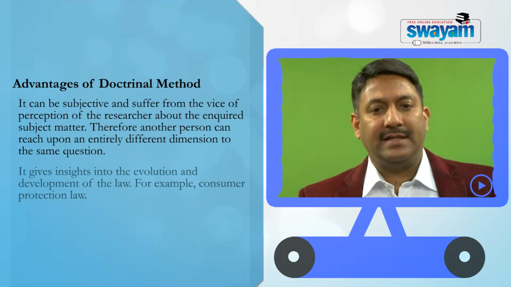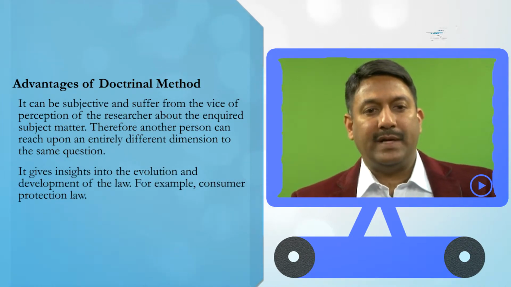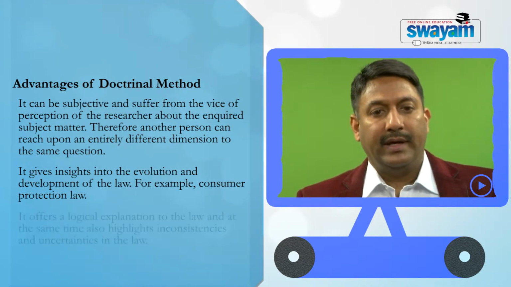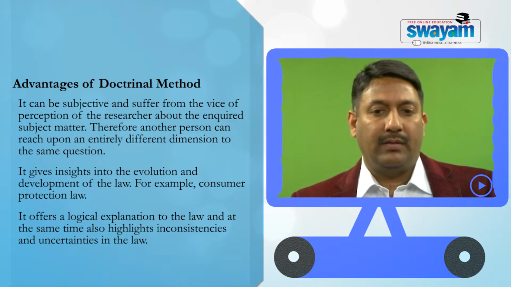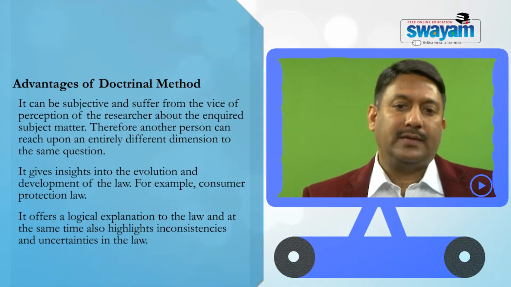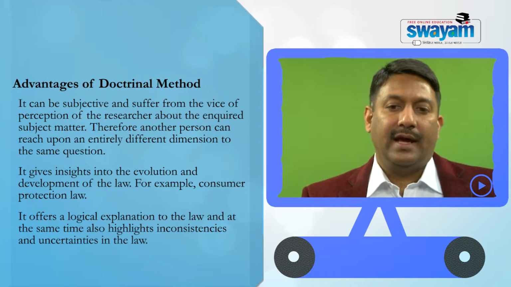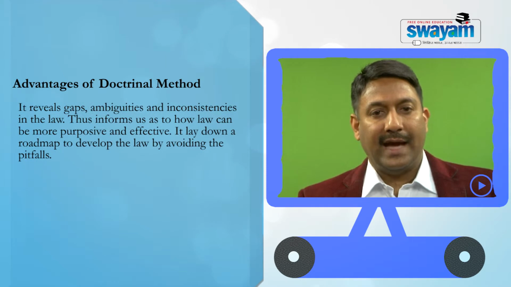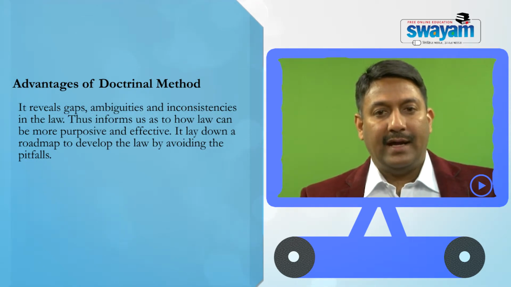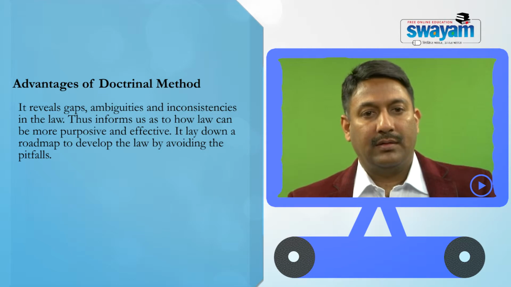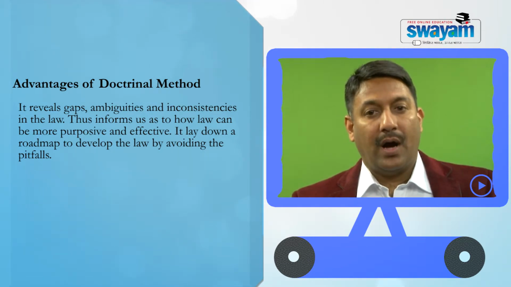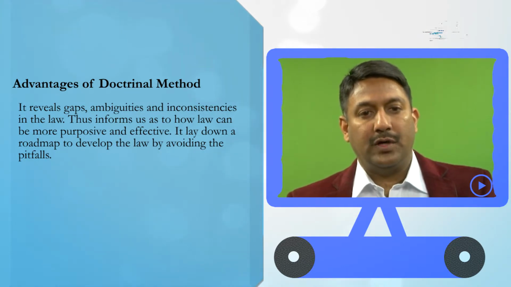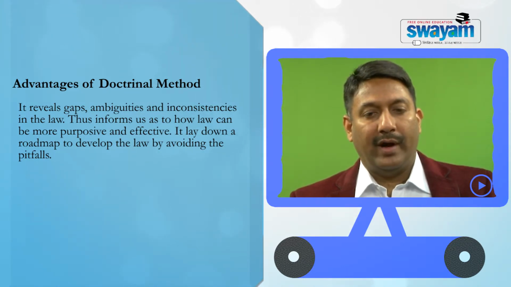Doctrinal method gives insights into the evolution and development of the law. For example, consumer protection law. It offers a logical explanation to the law and at the same time also highlights inconsistencies and uncertainties in the law. It reveals gaps, ambiguities, and inconsistencies in the law, thus informs us as to how law can be more purposive and effective. It lays down a roadmap to develop the law by avoiding the pitfalls.